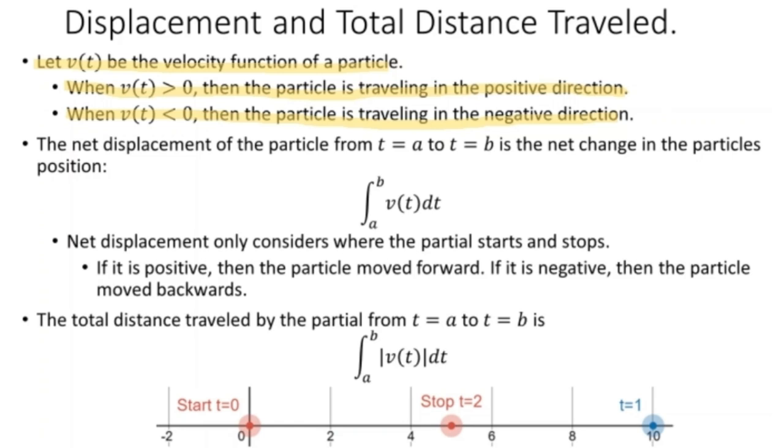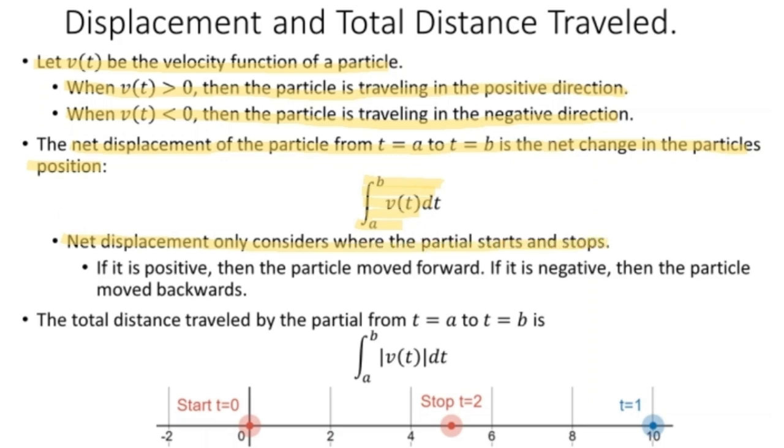As for the net change of the particle's position, we're going to call that net displacement, or displacement. The net displacement of a particle from t equals a to t equals b is the net change of the particle's position. Since velocity is the derivative of position, the displacement can be calculated by finding the definite integral from a to b of v of t. One thing to keep in mind is net displacement only considers where the particle starts and stops.